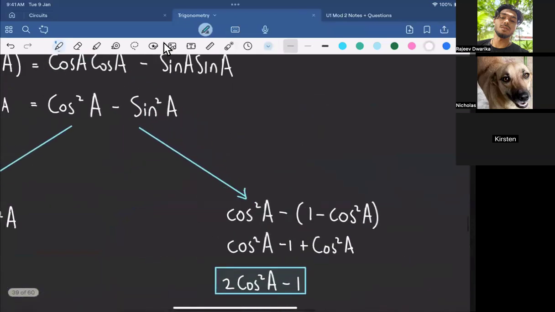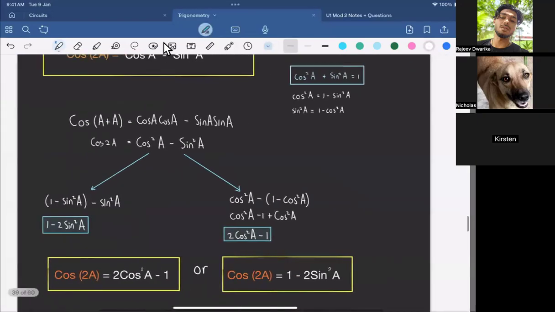The other thing you could do is replace the sine squared A with 1 minus cos squared A. And if you do that, you're going to end up with 2 cos squared A minus 1.